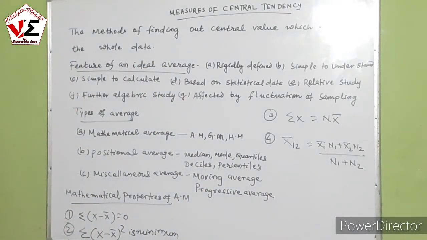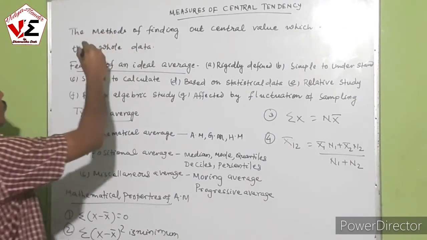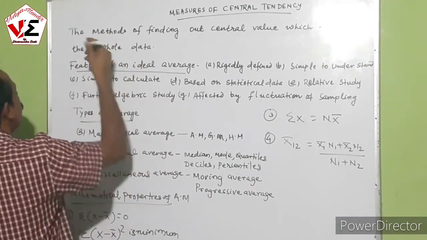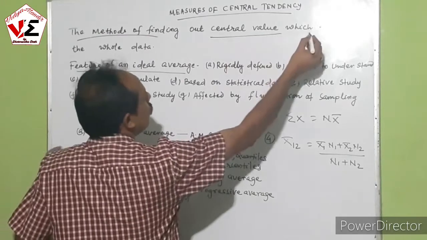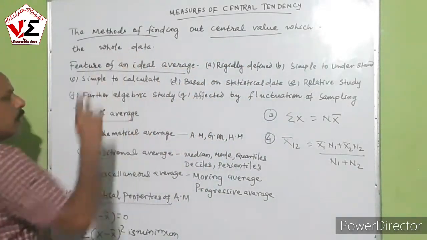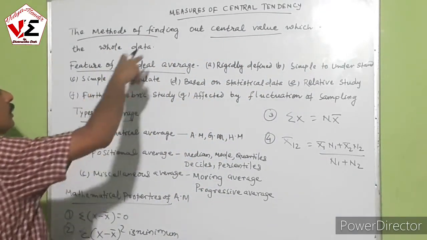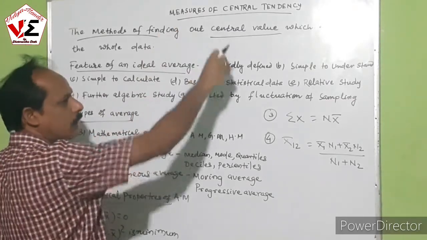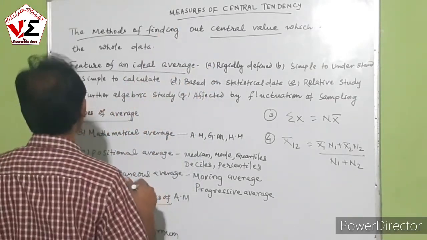Now come to the definition of it. The methods of finding out the central value which describes the whole data are known as measures of central tendency.